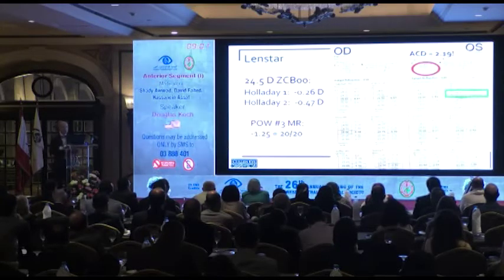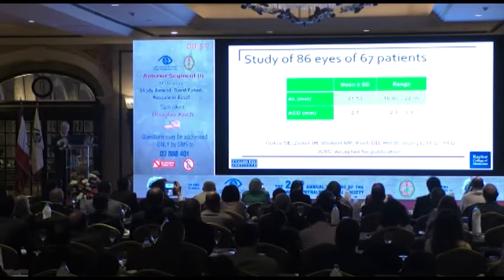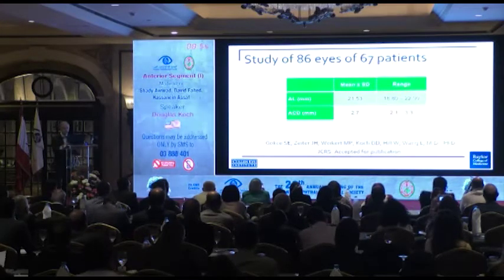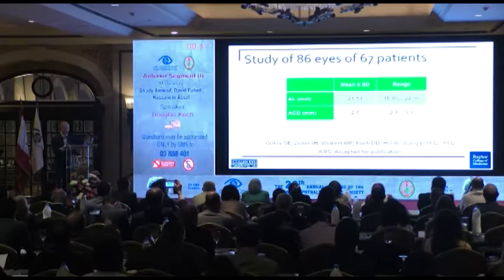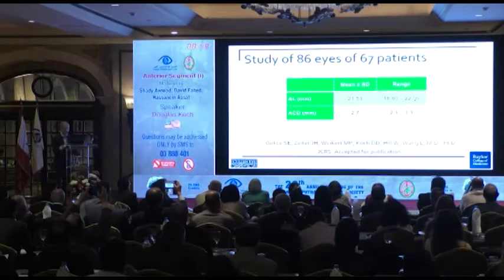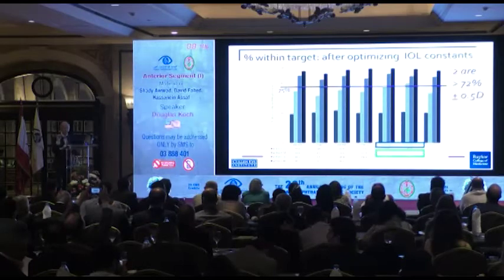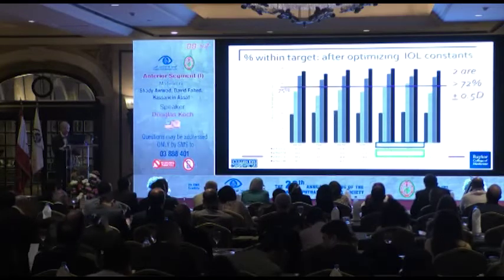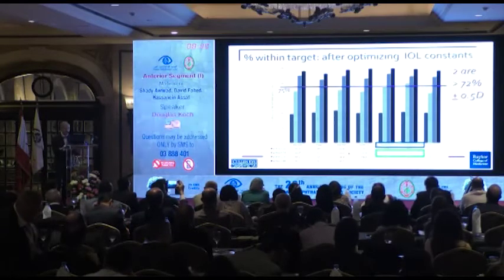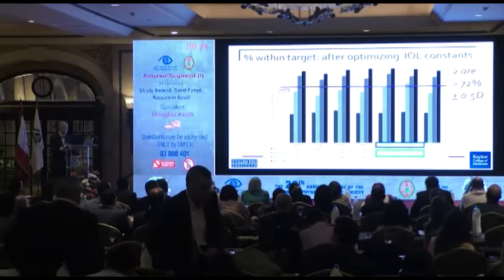So the hyperopes are tough because we did a study on them using all of the new formulas. It's being published by JCRS. And these are eyes that have an axial length range from 18.8 to 22. What we found is none of the formulas hit 75% within a half diopter. And the best ones actually were the Holladay 1 and the Holladay 2, even better than the Barrett and the Hill. And that's what we found kind of interesting. The Holladay 2 seems to be the best, at least in our data set.